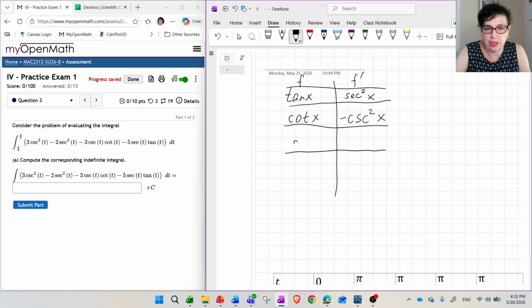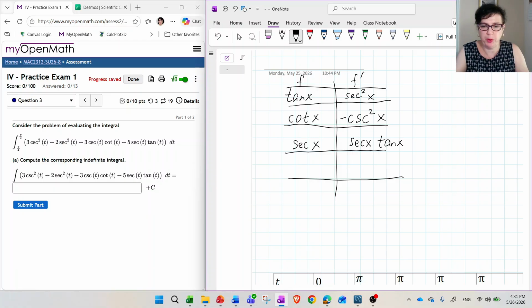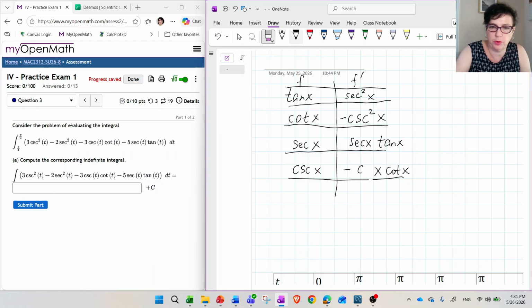Next is secant, and the derivative there is secant tangent. Secant, by the way, is 1 over cosine. There is no sign change because secant starts with an s, not a c. Now, if you have cosecant x, that does start with a c, which means that this is going to be negative. So this is going to be negative cosecant x cotangent x.